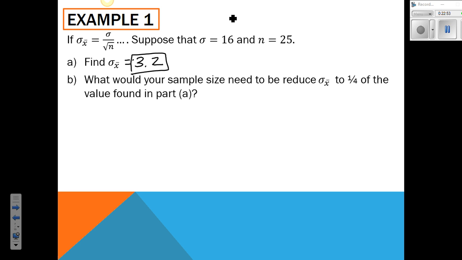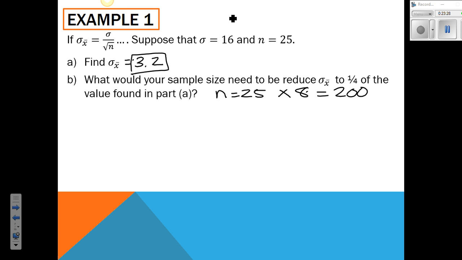What would your sample size need to be to reduce sigma sub x bar to 1/4 of the value that you found in part A? So what would your new sample size need to be to shrink the standard deviation of x bar by 1/4? 8 times larger. So you can literally do n equals 25 times 8, and you're going to get what? 200. Do you guys want to see how that really works?